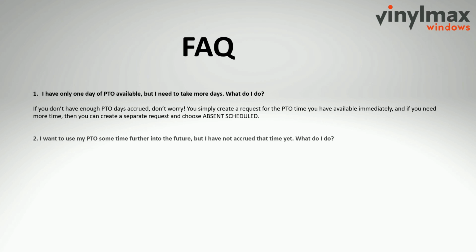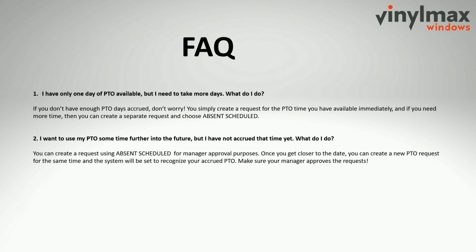Scenario 2. I want to use my PTO sometime further in the future, but have not accrued that time yet. What do I do? You can create a request using Absence Scheduled for manager approval purposes. Once you get closer to the date, you simply create a new PTO request for the same time, and the system will be set to recognize your accrued PTO. Make sure your manager approves the request.